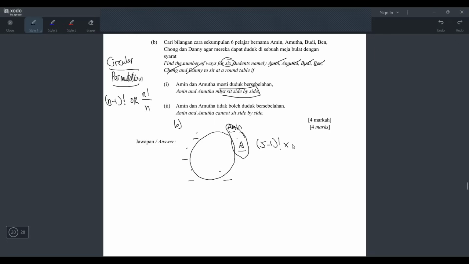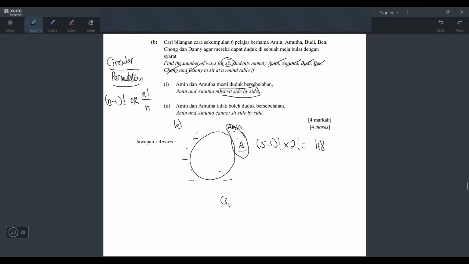But we still have to times with what? Times with 2 factorial. You know why? Because Amin and Amuta can change places within themselves. Of course they cannot change with other people, but they can change place with each other. If they swap, Amuta Amin is still side by side, still next to each other. So it can be Amin Amuta, or it can be Amuta Amin. Okay, that's what it means. So now time to press the calculator: 4P4 times 2. My calculator gives me 48. So that's the answer.